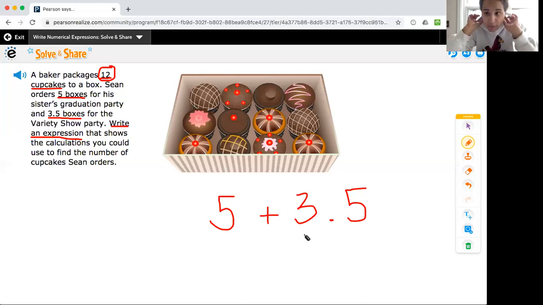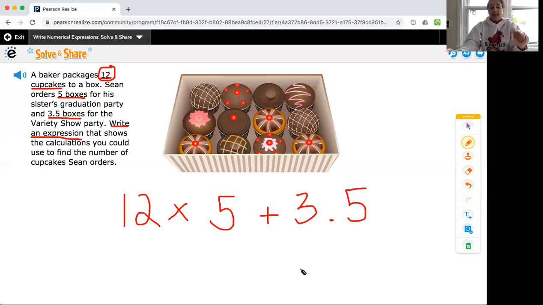I can't hear you. What'd you say? Oh, that's right. You're right. We're going to multiply by 12, because there's 12 cupcakes in a box. All right. Now, there's one part that can get a little confusing, so listen close. Bring your head real close to the screen, open those ears up wide.